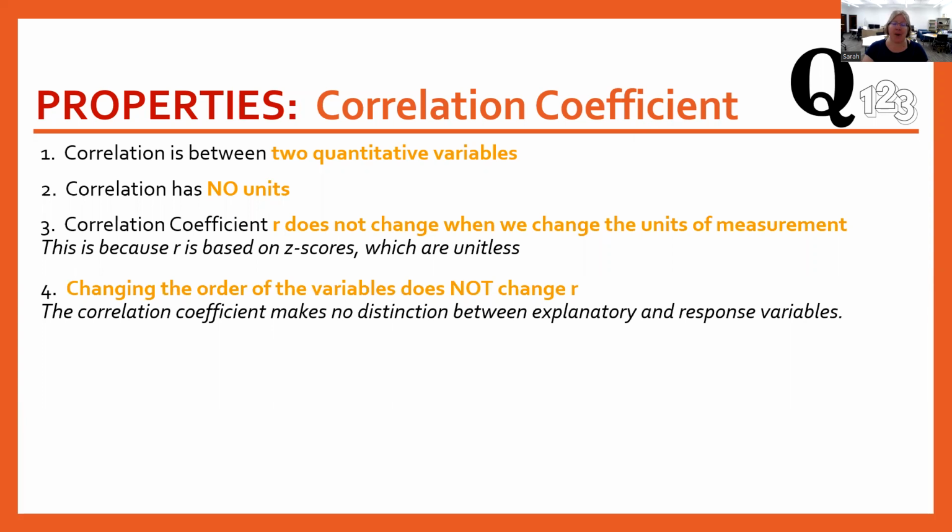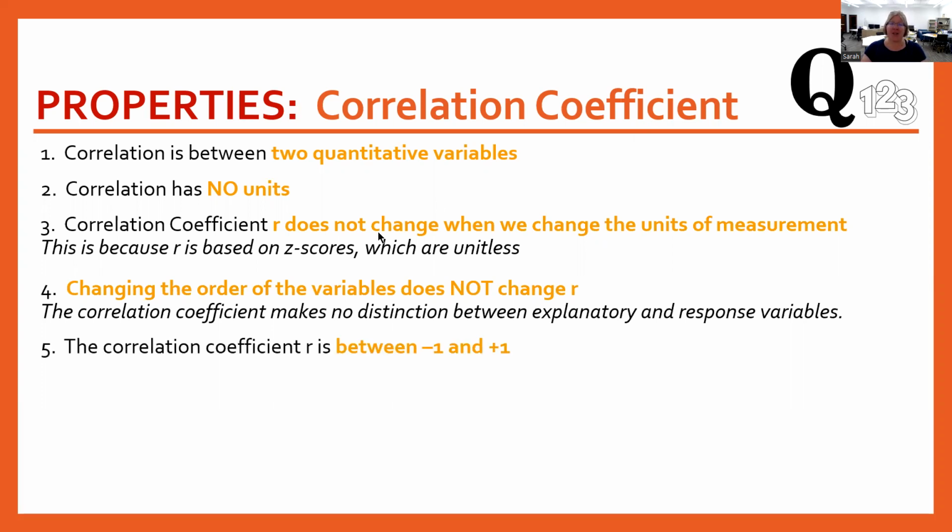Changing the order of the variables does not change the value of R. So you might have caught on to that when I was showing you the correlation coefficient in R, that I switched up which order I highlighted them in. And in terms of the correlation coefficient, it doesn't matter at all. So there's no difference whether you highlight A and then B or B and then A.